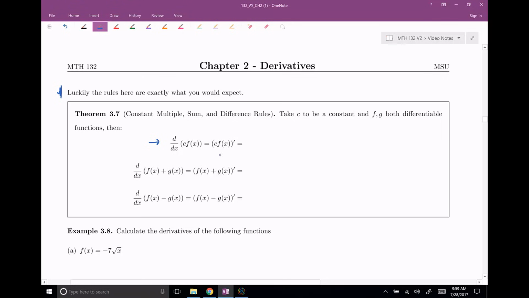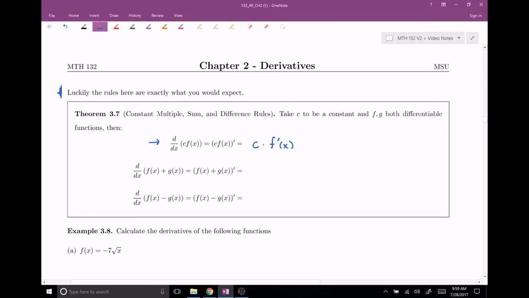Here it is in this prime notation, right? We like to kind of shorthand this. And the claim is, well, the constant is just along for the ride. It's going to be c times the derivative of f. So you take the derivative of f and then you just multiply it by this constant. So basically the derivative really only applies here to the function.